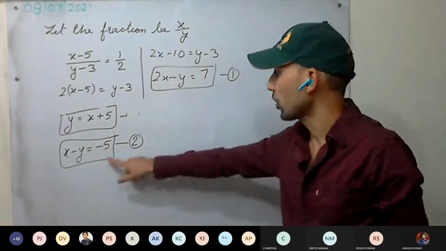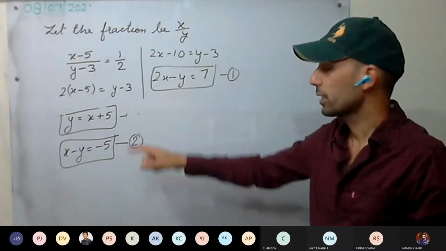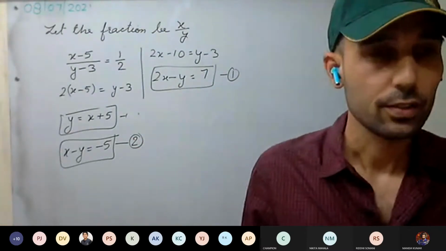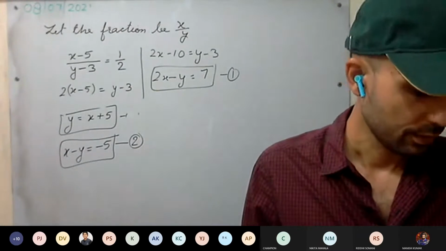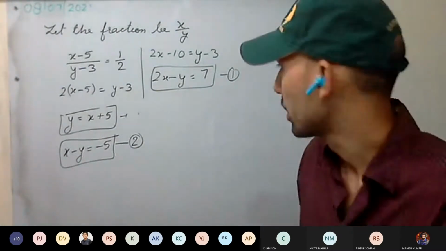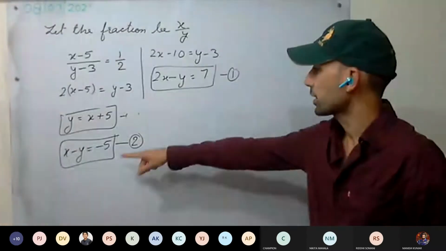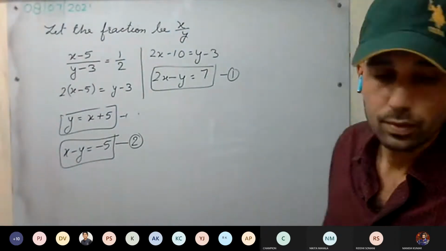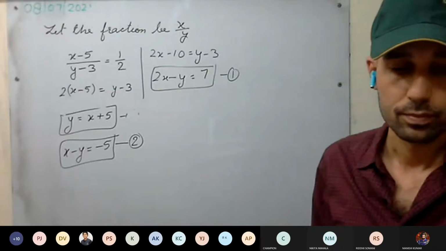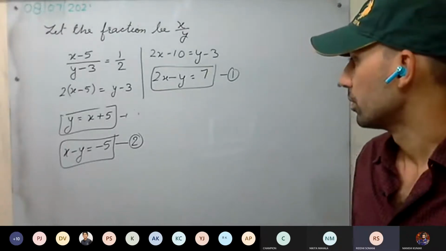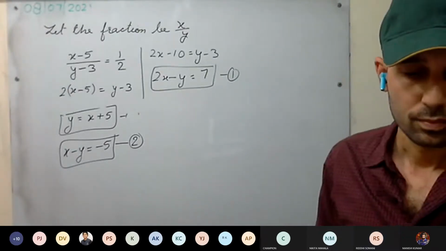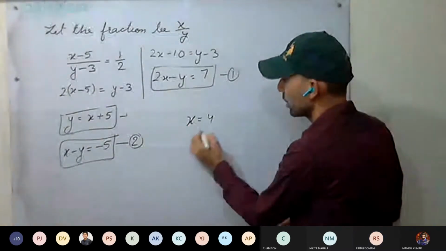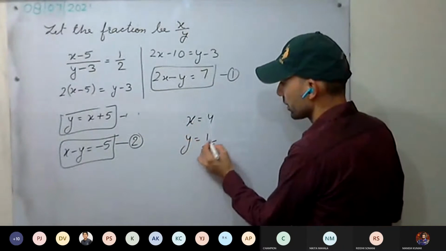Now solve for x and y. You can solve it. Now it's up to you. Solve it fast. Solve for x and y. Sir, x is 12 and y is 17.